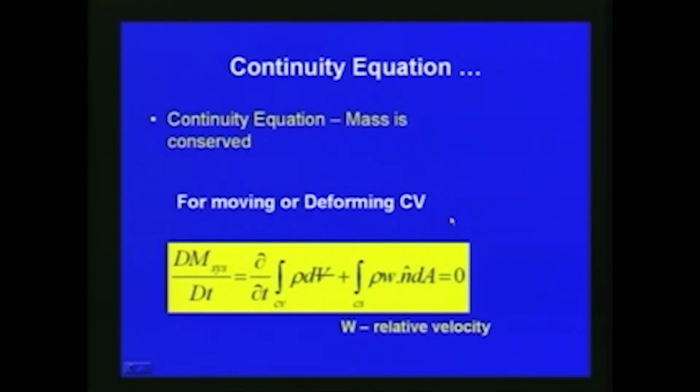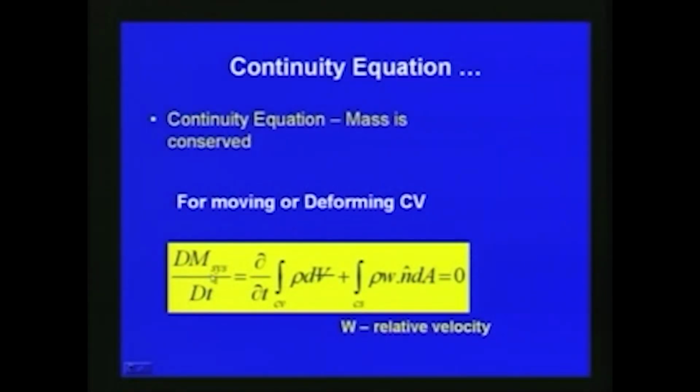So, the continuity equation, as we have seen here, the mass is conserved, and we have also seen that there can be a moving or deforming control volume. In that case, with respect to the continuity equation or the conservation of mass, we can write dm_system/dt is equal to ∂/∂t of the control volume integral of rho dV plus, over the control surface, rho w, instead of V here we are using w, n hat dA, is equal to 0.